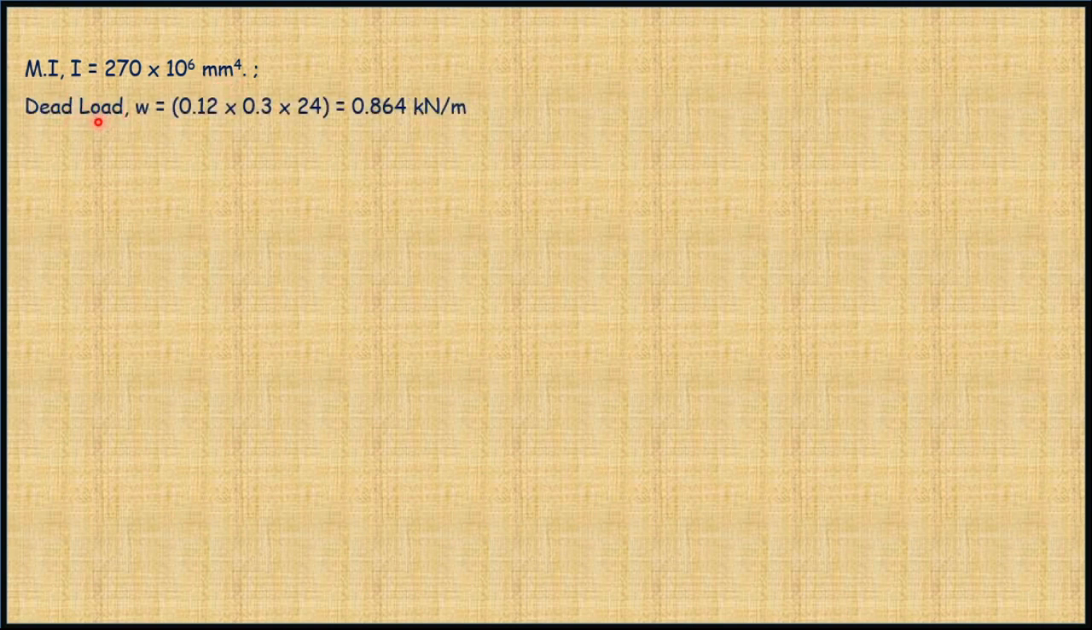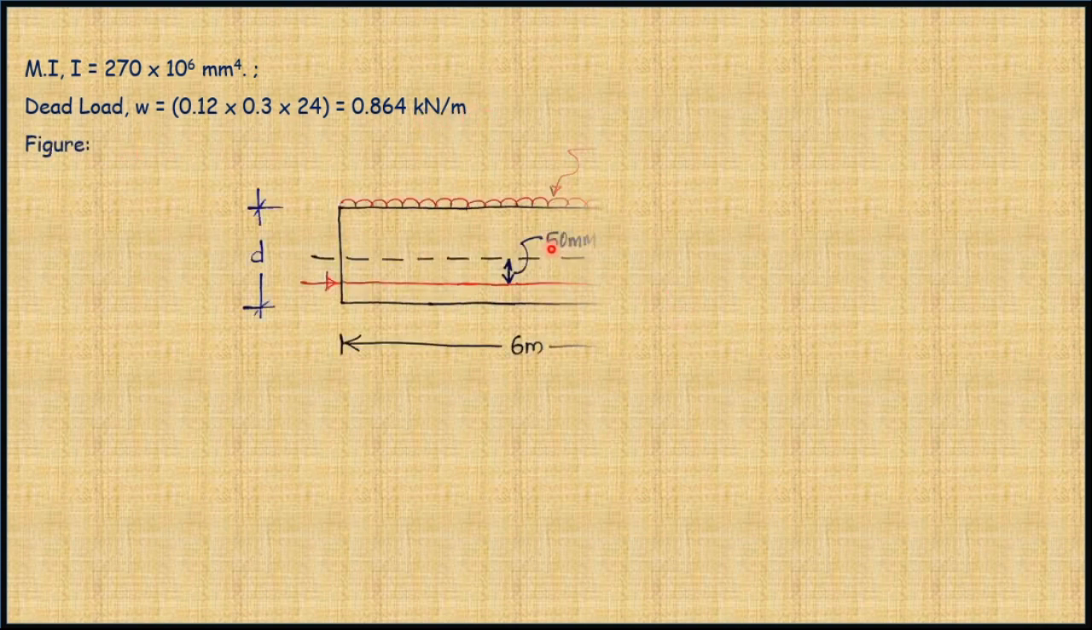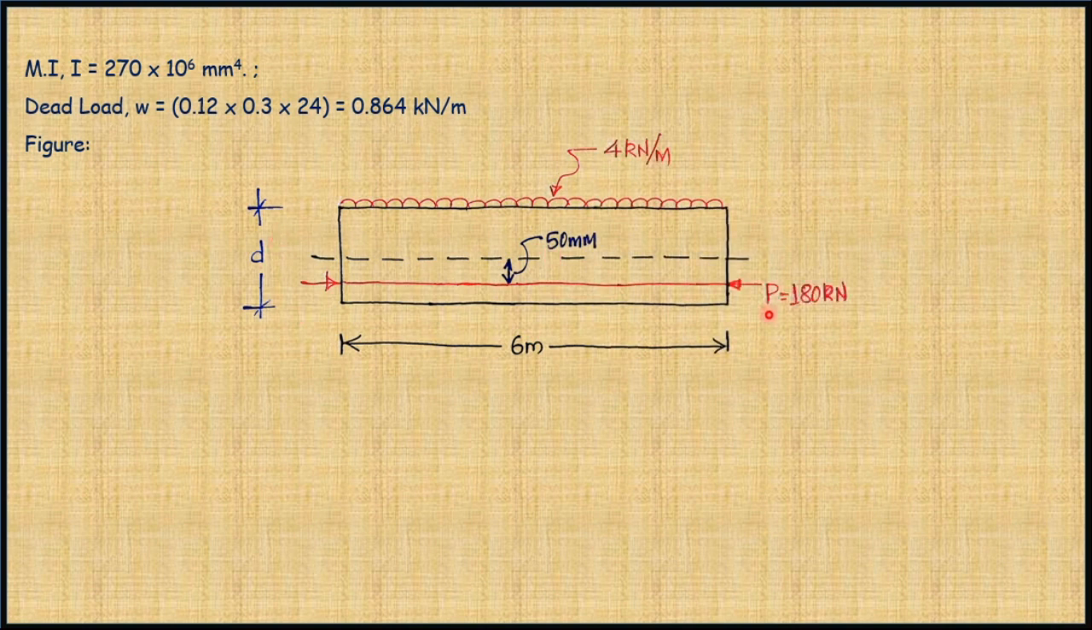Dead load of the particular member we have to consider. So assuming 24 kilonewton per meter cube as the density of the concrete, I am calculating the dead load. So 0.12 into 0.3 into 24, so 0.864 kilonewton per meter. Now the figure comes out like this. So this is the depth of the member, which is 0.12, length of the member 6 meters, constant eccentricity 50 mm, UDL acting on the member is 4 kilonewton per meter, and P force is acting as 180 kilonewtons on the member.